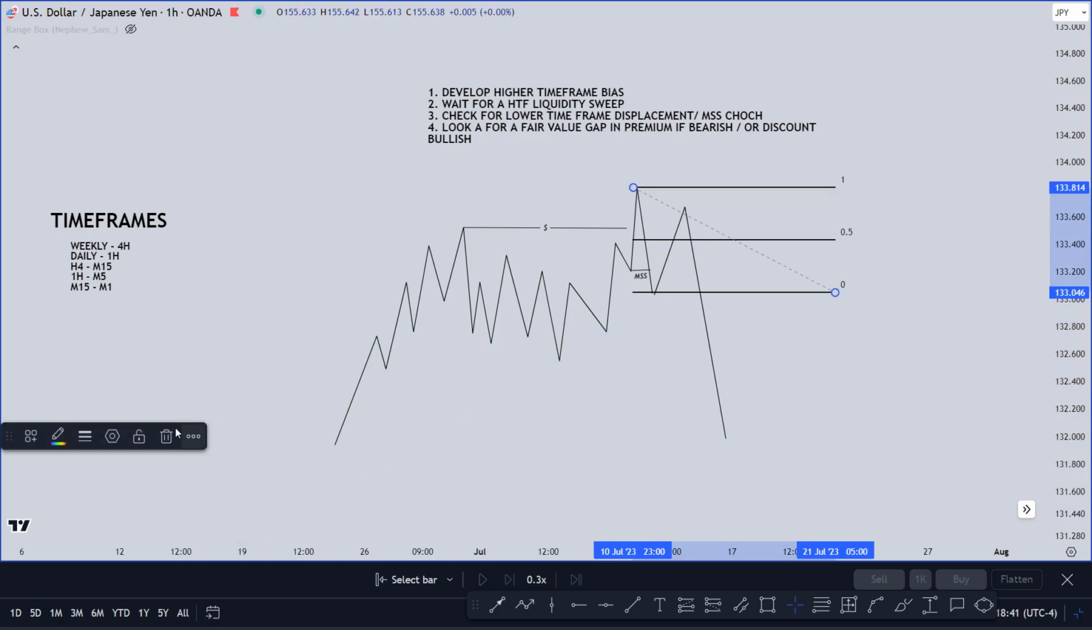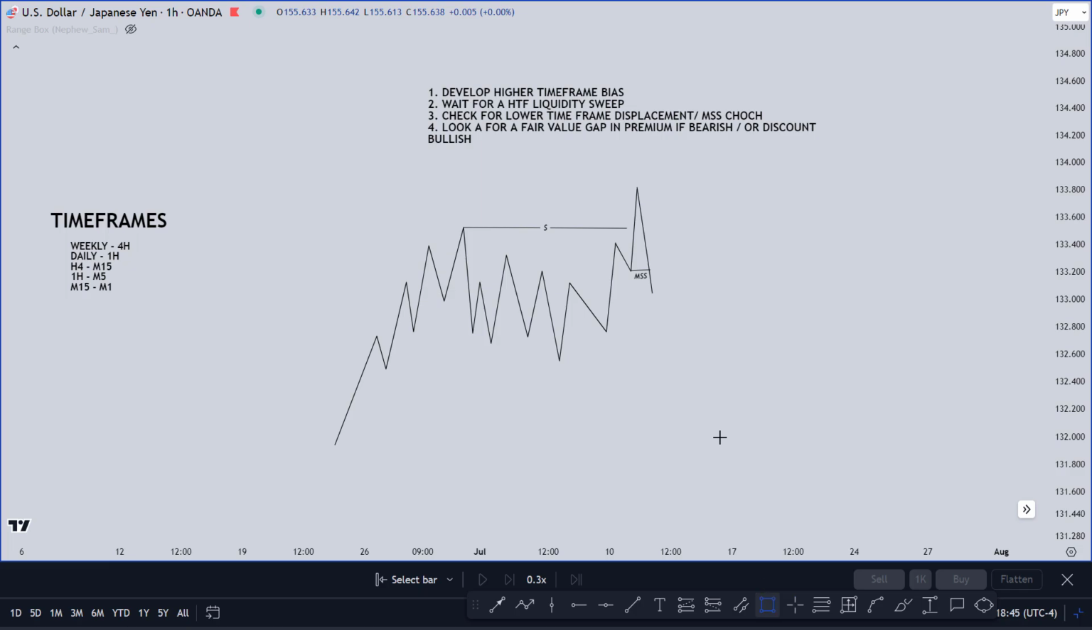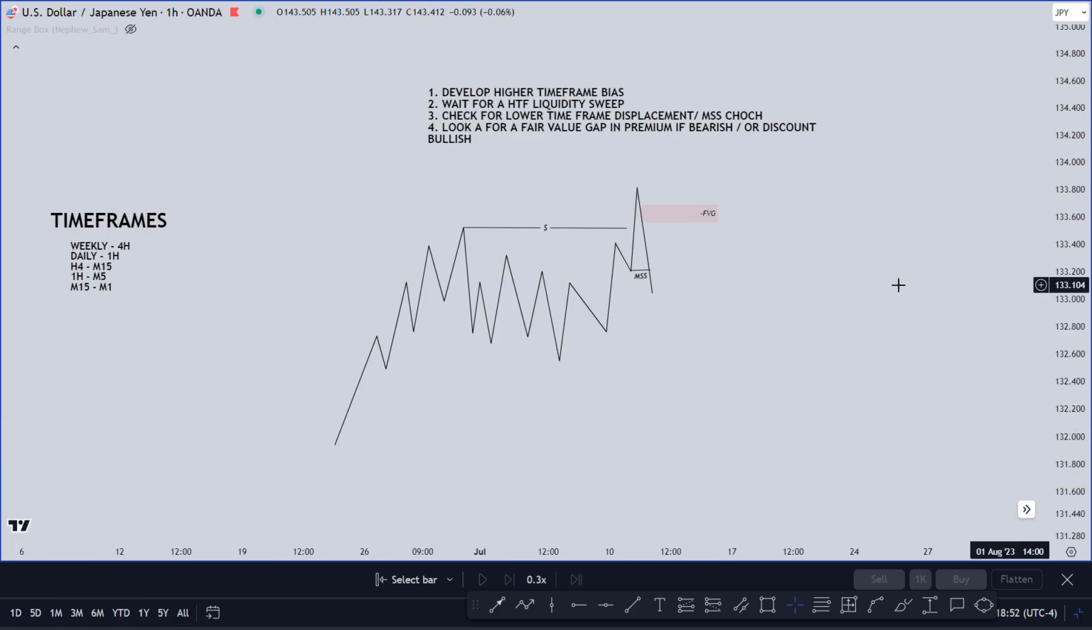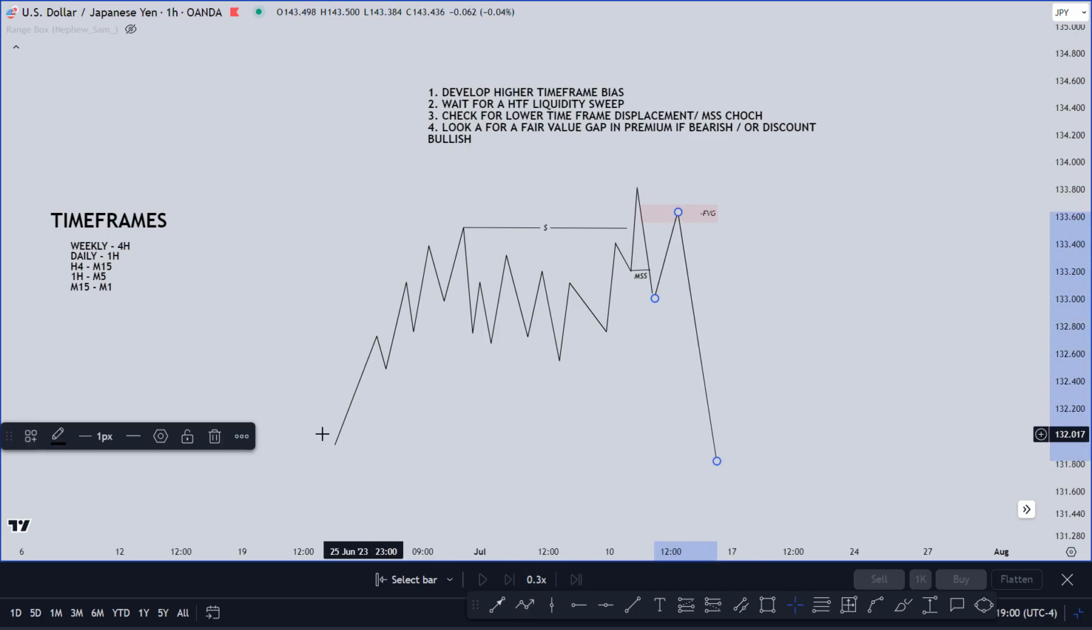So boom, as you can see, let me just remove everything. Now in the premium zone, we can see that we have a fair value gap right here. And just like I stated in the fair value gap video that I released last week, fair value gaps are like the magnets of the markets, right? So price will pull back into this fair value gap before shorting and going lower, right?